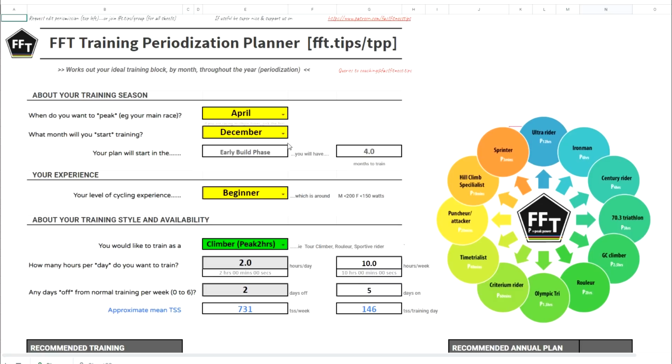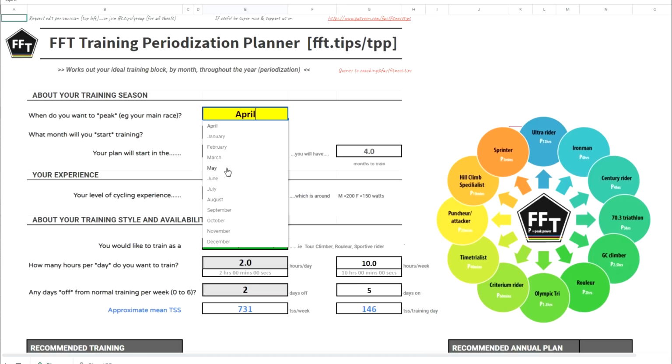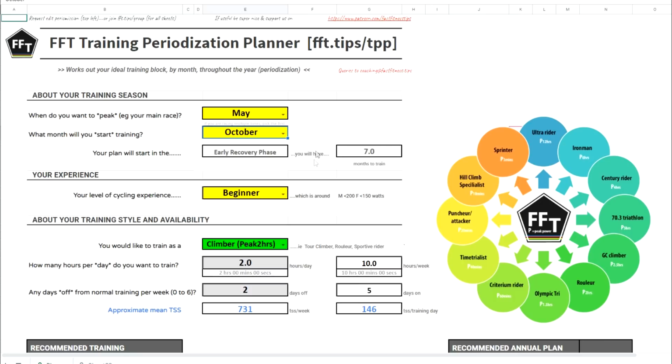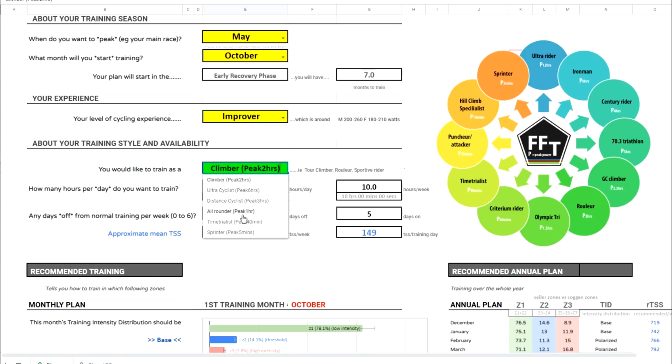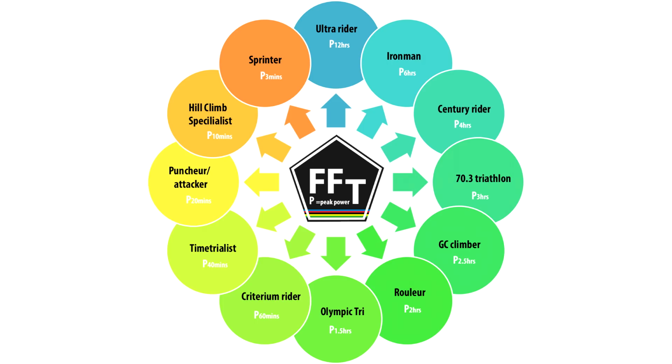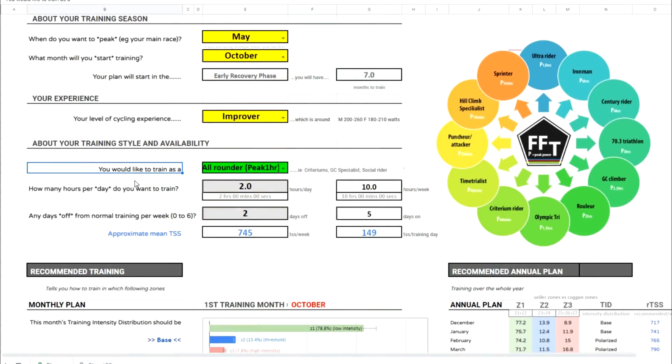So for example, let's say that you're planning to peak in May, and let's say it's October right now, then it tells you you're in the early recovery phase, you've got 7 months, and you've got quite a long time to train. So let's say I'm an improver defined here by these watts ranges, and that you want to train to be an all-rounder, with a power peak that's basically 1 hour. Then look at this chart here, by the way, to work out what type of rider you want to be. And it's what rider you want to train as, not necessarily where you are right now.